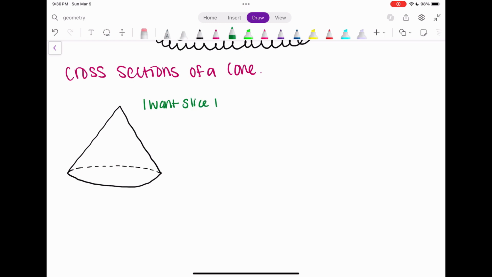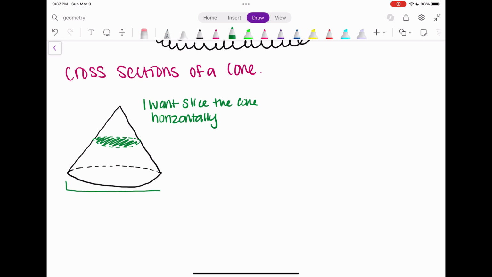So I want to slice the cone horizontally. Okay. So that means that I'm going to cut it through here. It's like if I got a knife or a plane and just cut straight down the middle horizontally. If I were to do that, my cross section, so what I would see if I was standing on top of this cone and I cut the tip off, I would see a circle. Okay. So I would see the circle right here that I would shade in.